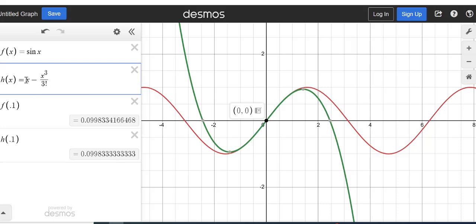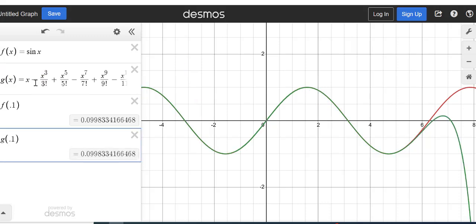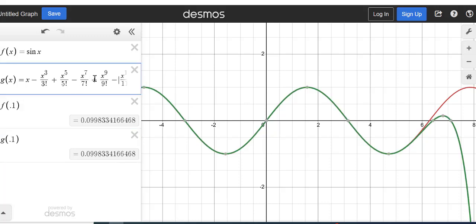So what would happen if I include more terms of that Maclaurin series? Let me put that in there. Now I'm going to call that g. So I have x minus x to the third over 3 factorial plus x to the fifth over 5 factorial, etc. And in this case, I typed out to x to the 15th over 15 factorial. So 1, 2, 3, 4, 5, 6, 7, 8 terms. Okay, so I only have 8 terms that I'm looking at.